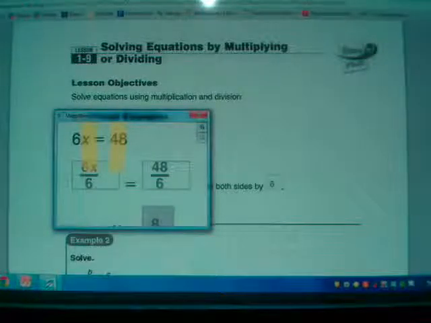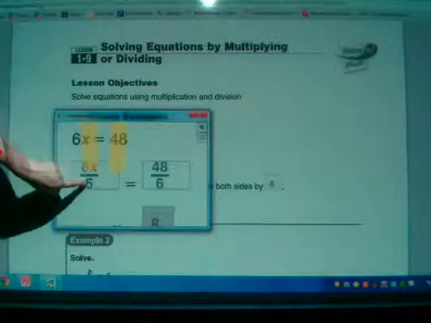You don't want to come underneath and write a division sign with the two dots and the line in between and write that you're dividing by 6. That's just not good mathematical practice. So we show that we're dividing both sides by 6 with fractions.